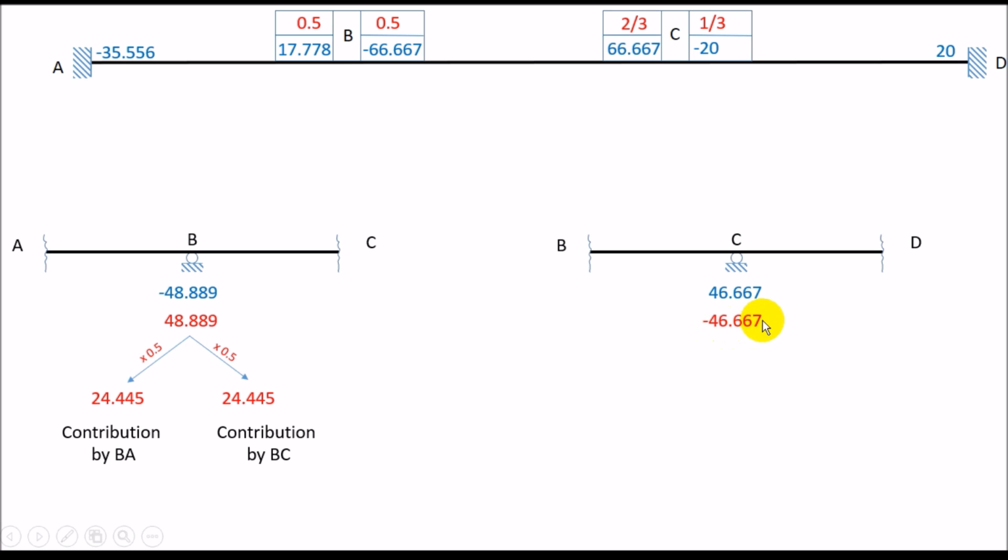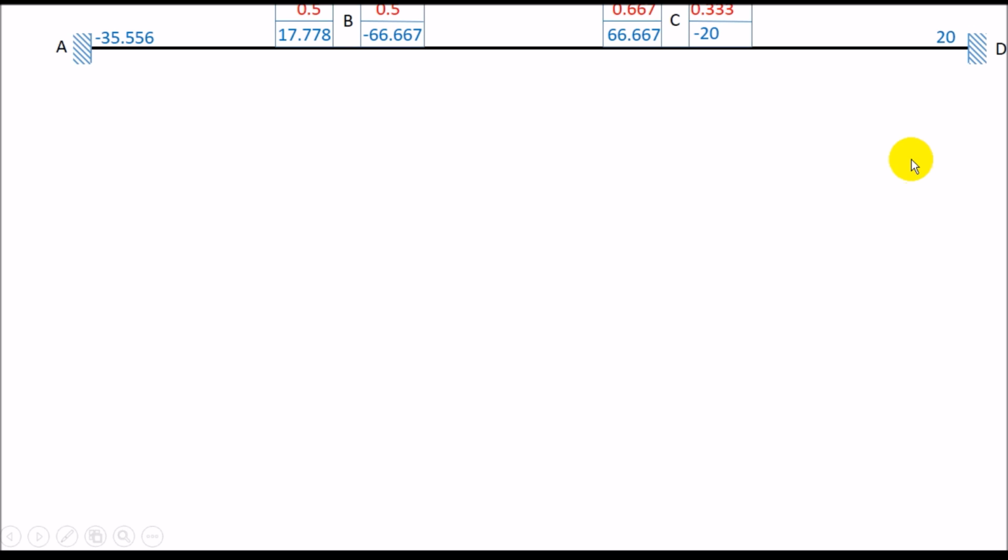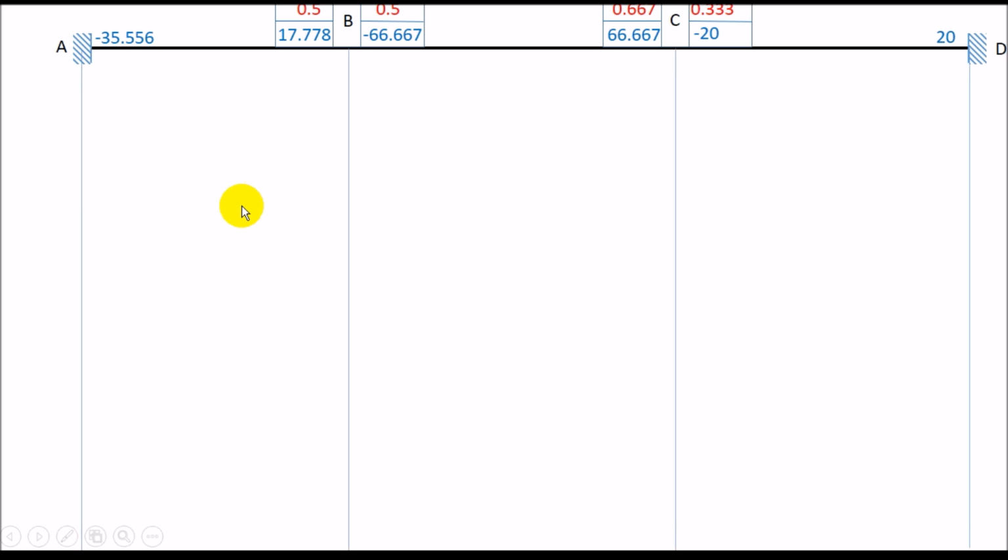But how much part of this 46.667 was contributed by CB and how much by CD would be given by my distribution factors. So if I multiply this by 2 by 3, I'll get the contribution by CB, and if I multiply this by 1 by 3, I'll get the contribution by CD. You get this? Okay, so now we'll proceed ahead for our main moment distribution iterations here. So let us start with the first iteration.